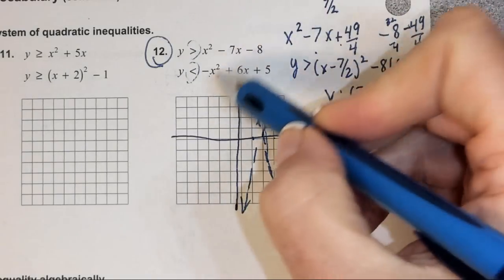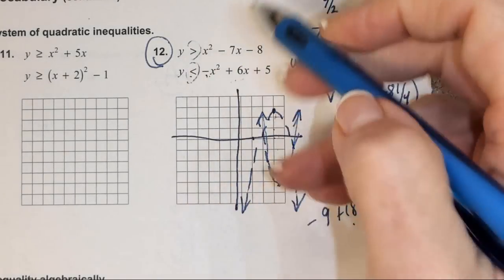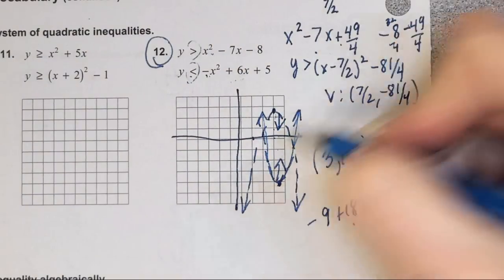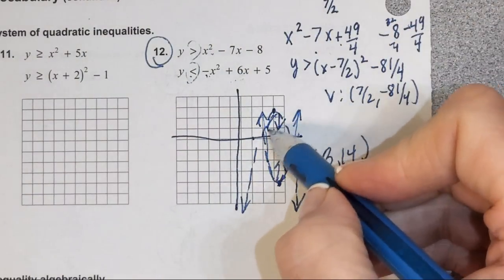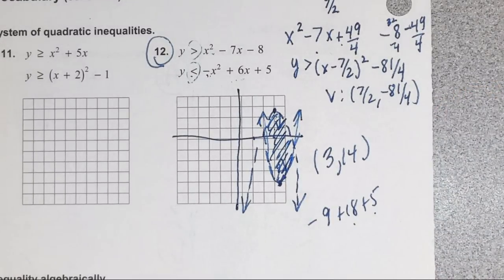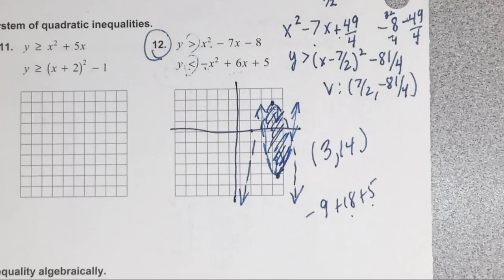So now I've got to look. The one that is opening down, I'm supposed to be below. The one that is opening up, I'm supposed to be above. So can you see that right in here would be where they would overlap? Does that make sense to everybody? Okay.